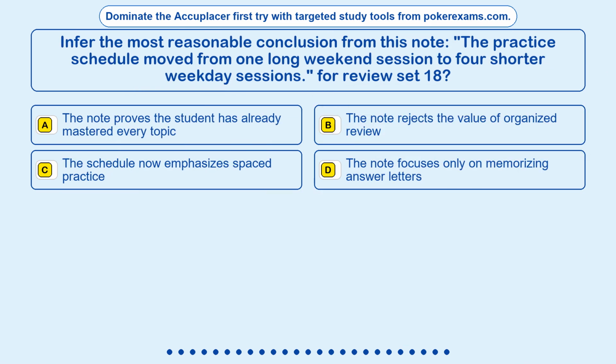Question 14. Infer the most reasonable conclusion from this note. The practice schedule moved from 1 long weekend session to 4 shorter weekday sessions. For review set 18. Option A. The note proves the student has already mastered every topic. Option B. The note rejects the value of organized review. Option C. The schedule now emphasizes spaced practice. Option D. The note focuses only on memorizing answer letters.